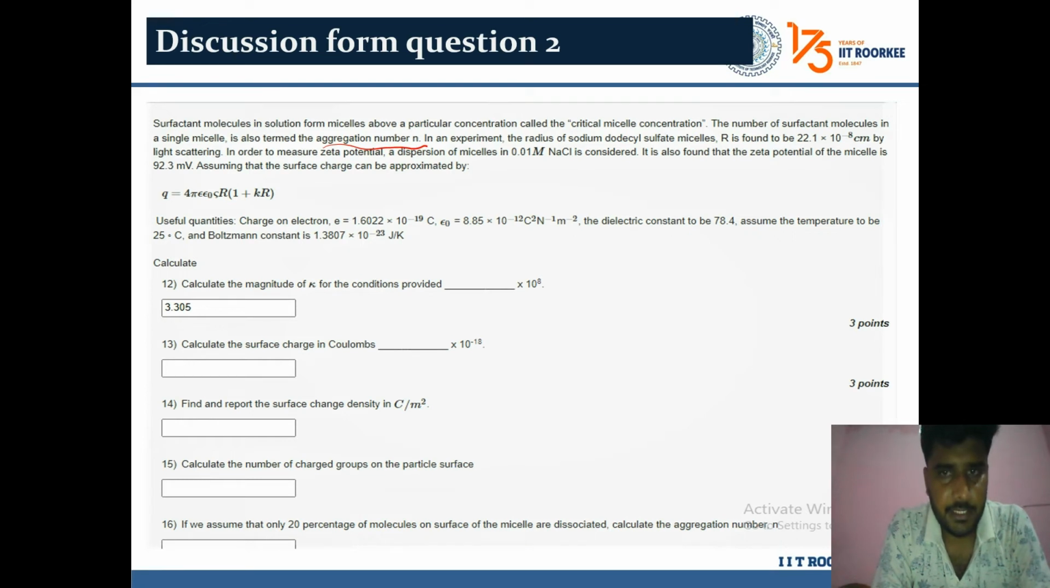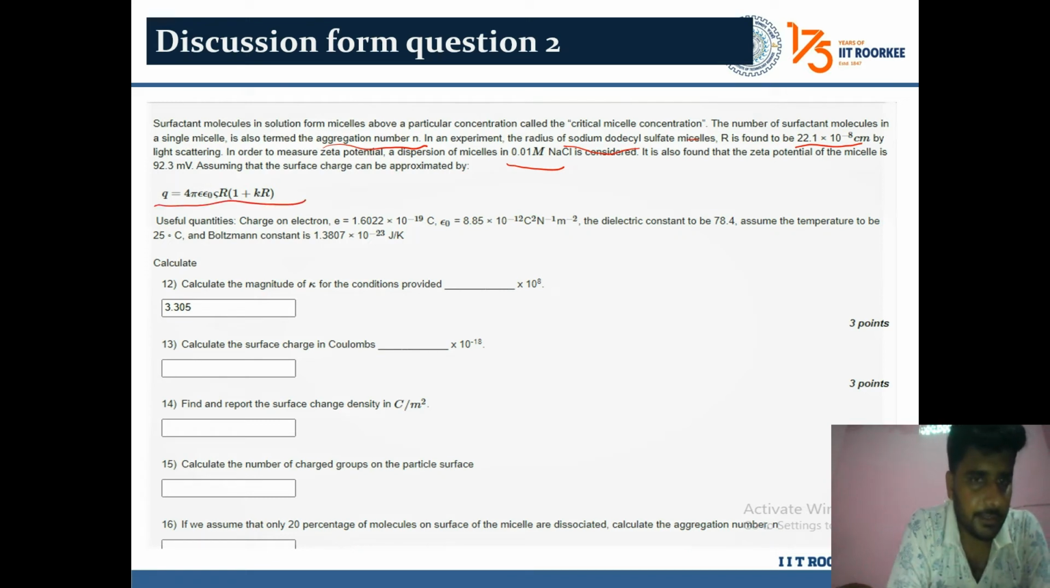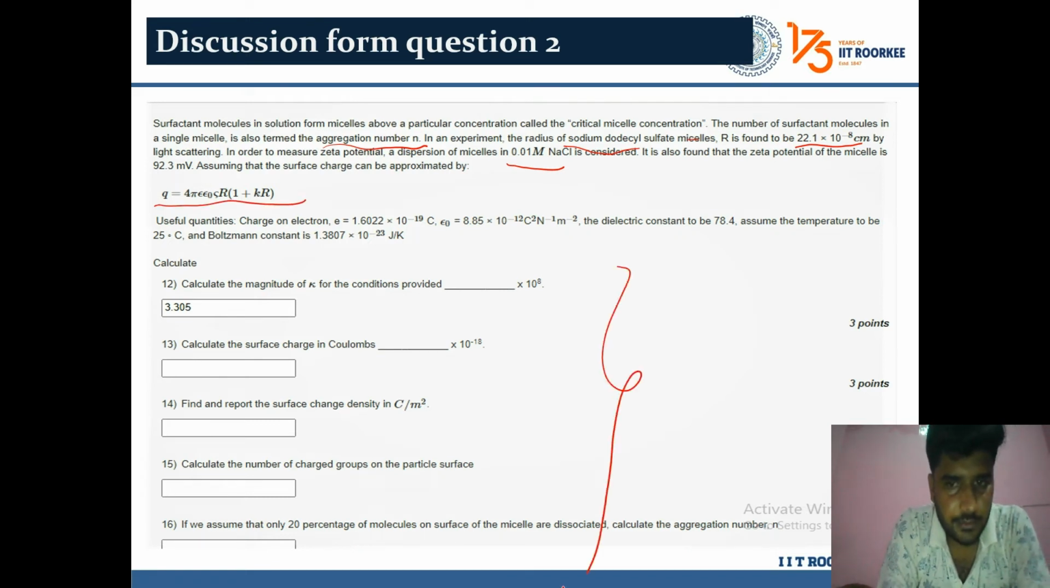In an experiment, the radius of the sodium dodecyl sulfate micelles R is found to be this value, measured by a light scattering method, whether SLS or DLS. In order to measure the zeta potential or dispersion of micelles, this concentration is considered, and it is also found that the zeta potential of the micelle is 92.3 millivolt. Assuming that the surface charge can be approximated by this expression, you have to calculate these quantities. Ignore this value.